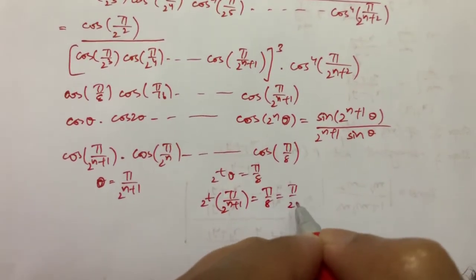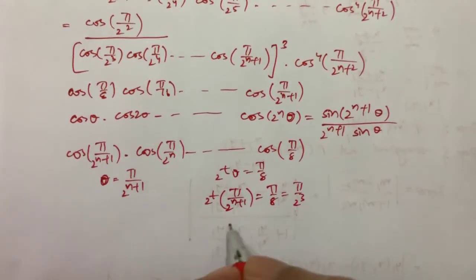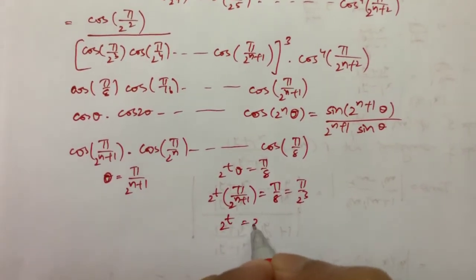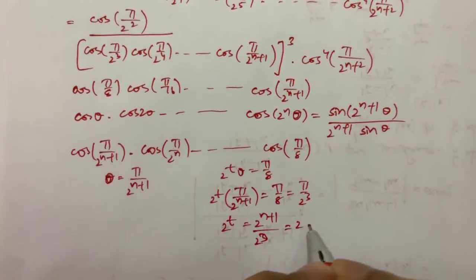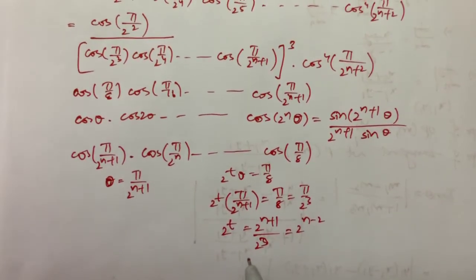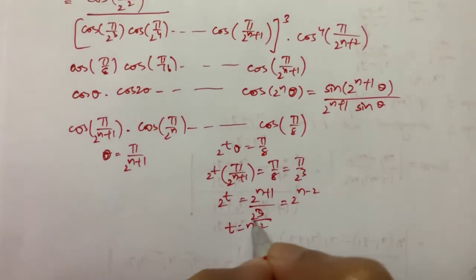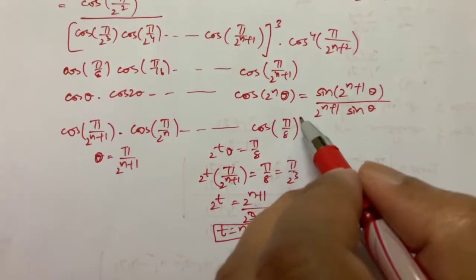So, this is pi by 2 power 3. So, pi will get cancelled. 2 power t is equal to 2 power n plus 1 by 2 power 3, so 2 power n minus 2. So, the number of terms here, t, is n minus 2.